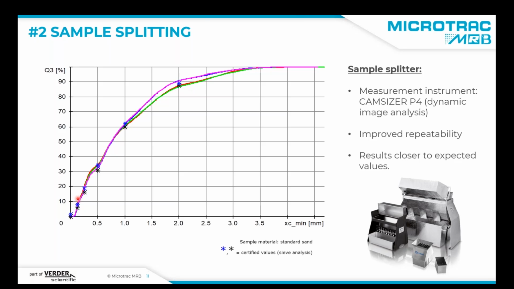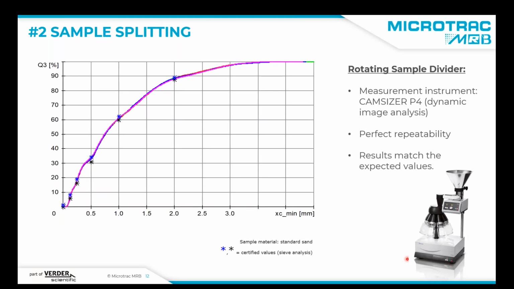And as I have mentioned before, the best thing that you can do in sample splitting is using a rotational sample splitter where you have a constant feeding on a vibrating tube. And this is distributed in different jars here that are connected to a rotating divider here. Again, we have generated 4 subsamples, this time with the rotating sample divider, and measured these 4 subsamples with the CamSizer device. We see the repeatability is perfect. So these curves are all on top of each other, and the result is also accurate because we match the certified values of this reference sand.